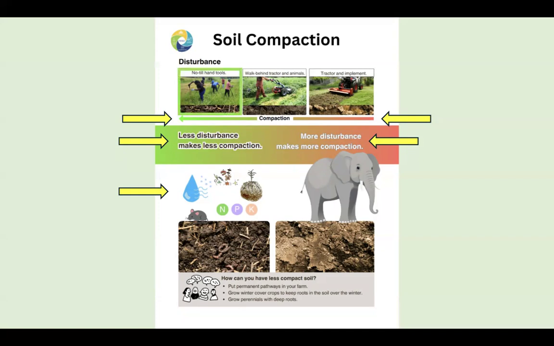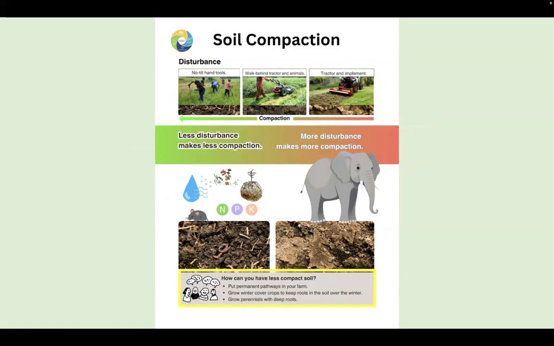The picture of the elephant represents something heavy that makes the soil hard. Less disturbance or tilling the soil can be achieved by using no-till hand tools or larger equipment that is designed to not till the soil. Next, you can use walk-behind tractors and animals that provide a medium amount of compaction and a medium amount of disturbance. Lastly, when you use large tractors and large implements and till the soil a lot, you will have a lot of disturbance and a lot of compaction.